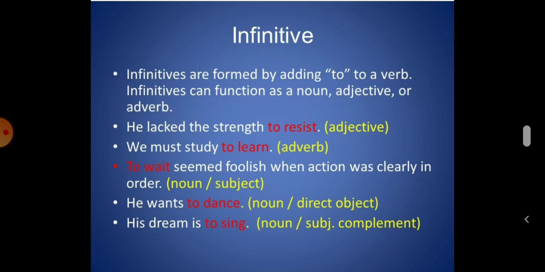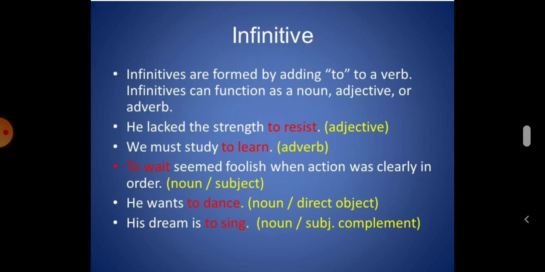His dream is to sing. Here, his dream is the subject, is is the verb, and to sing is the infinitive. So here we add to to the verb. To sing. Sing is a word which is also used as a verb, but it doesn't work here as a verb. The verb is different in the sentence, and only the infinitive works as an adjective, adverb, or noun.